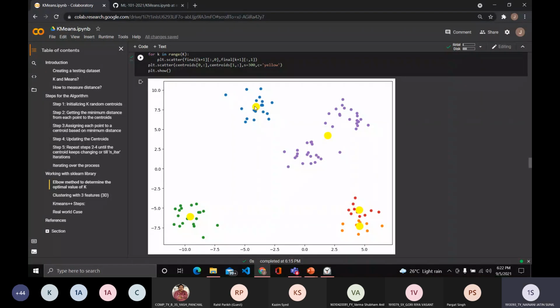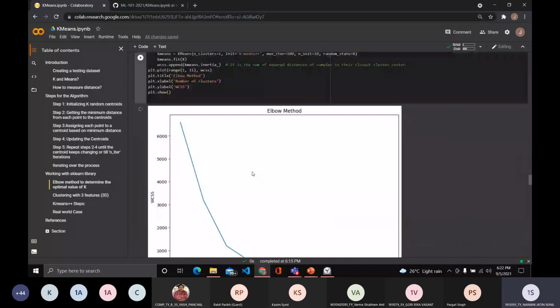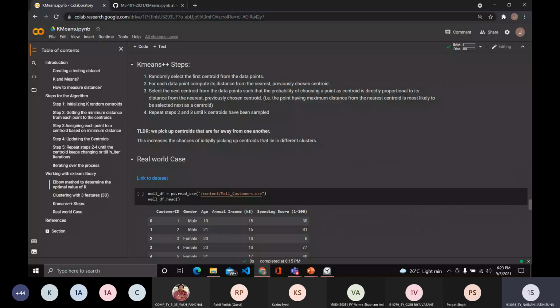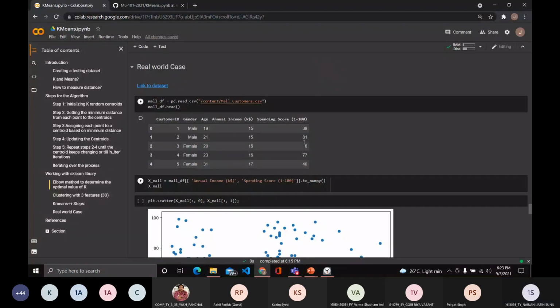Then the probability of the second centroid being chosen as a data point will be directly proportional to the distance between them. So let's say from this yellow point to this yellow point, the probability will be like a half. From this yellow point to the yellow point of the green cluster, the probability will be even more because the distance is greater. So this is more probable of being chosen as a centroid. TLDR, what it does is that it picks centroids that are far away from each other. This increases the chances of initially picking centroids that lie in different clusters.